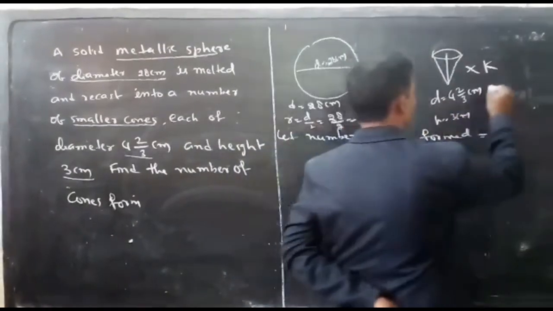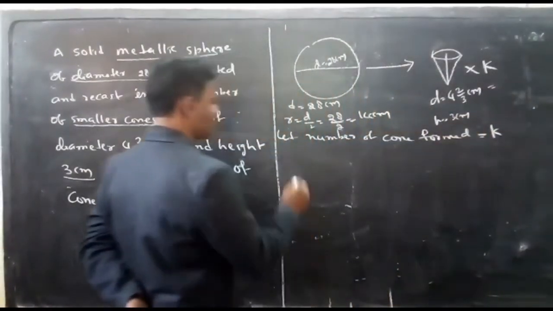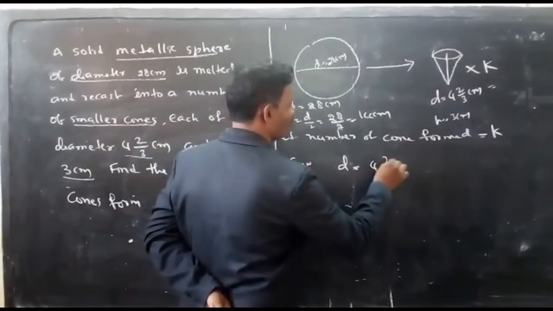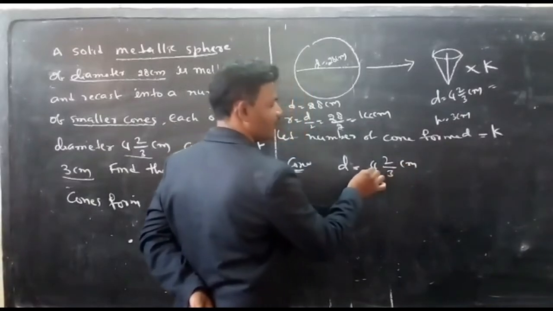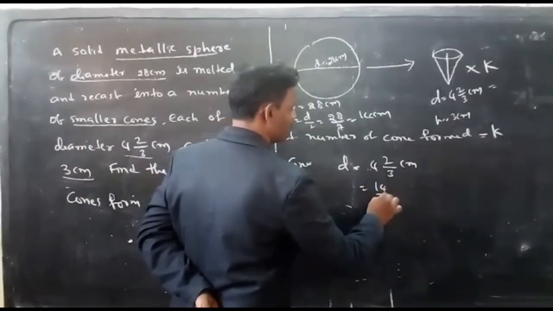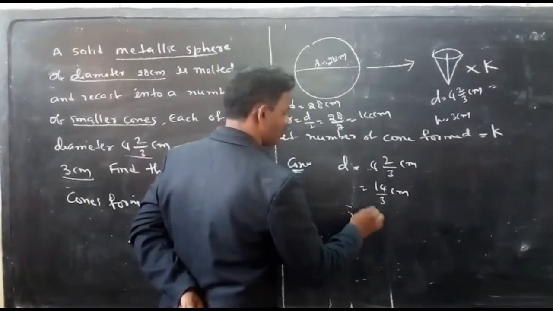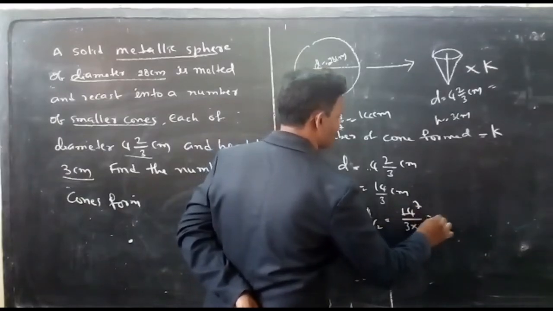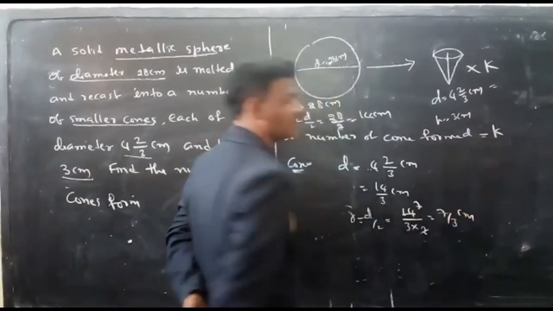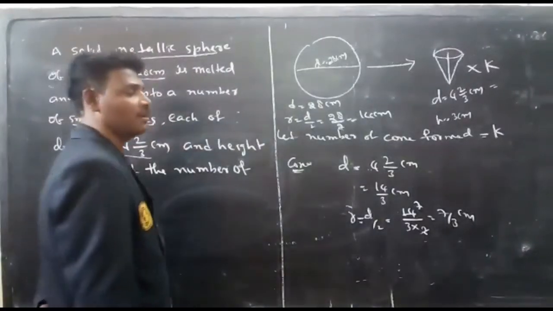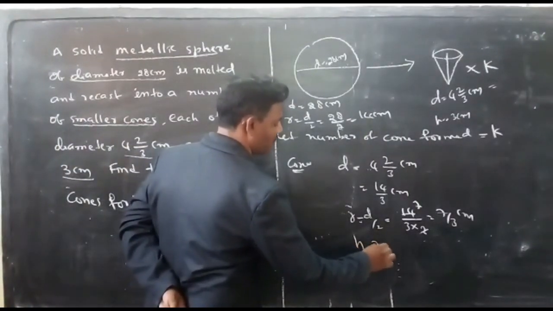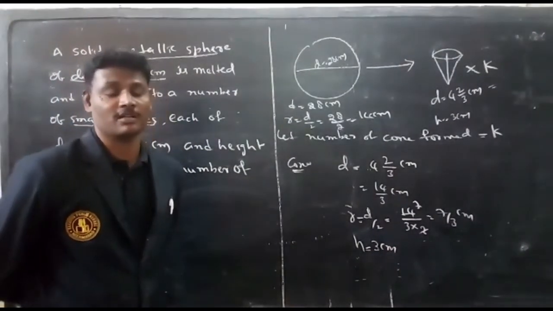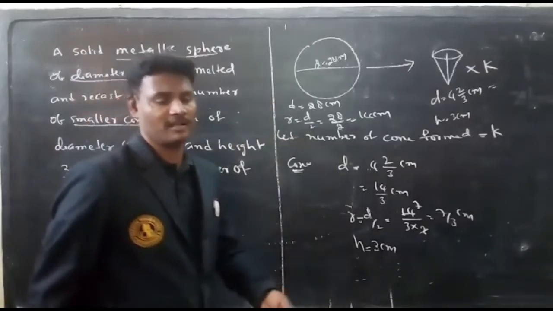Similarly, here also the diameter is given. Convert it as a fraction. First, the cone. Diameter D is equal to 4 2 by 3 centimeters. 3 4s are 12, 12 plus 2 is 14 by 3 centimeters. Then R is equal to D by 2 is equal to 14 by 3 into 2, which is 7 by 3 centimeters. Radius of the cone is 7 by 3 centimeters. Similarly, height of the cone is 3 centimeters. Now you have to find the value of K, which means the number of cones formed by the sphere.